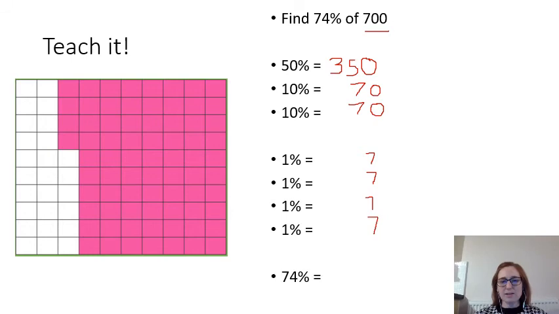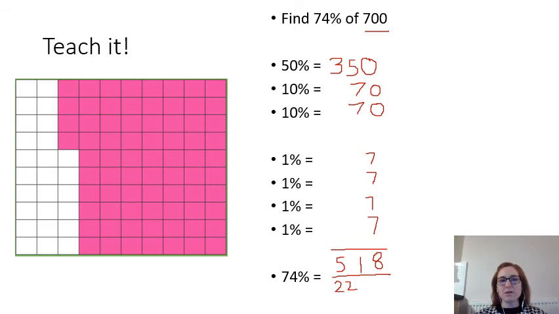To find my final answer, I need to combine them all. 7, 14, 21, 28. Carry the 2. There's the 8. 7, 14, plus 5 is 19, 20, 21. Then we've got 300 plus 200 that I carried, giving me 500. So 74% of 700 is 518.